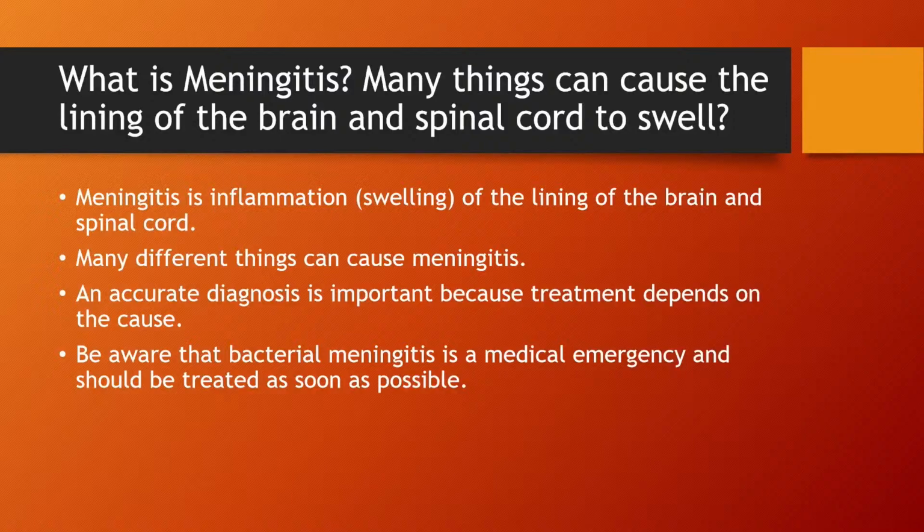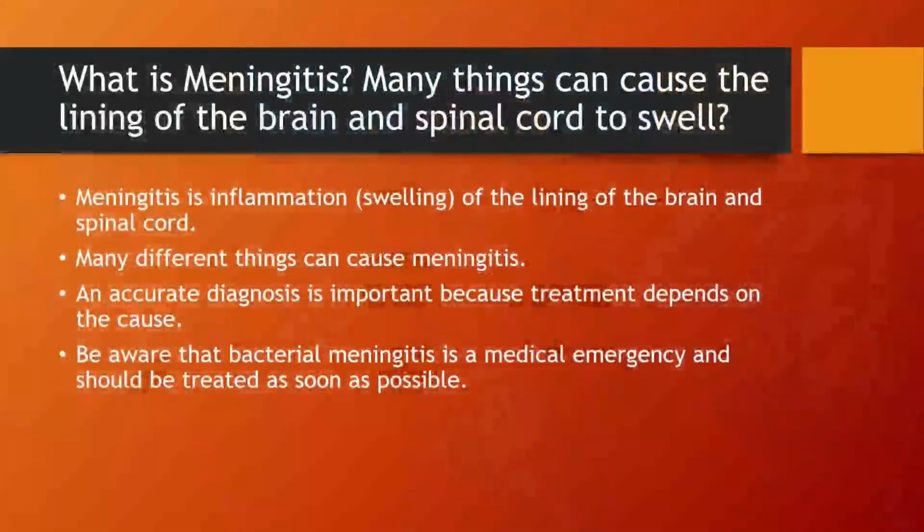Let's continue. So what is meningitis basically? Many things can cause the lining of the brain and spinal cord to swell. Basically, meningitis is inflammation, swelling of the lining of the brain and the spinal cord. Many different things can cause meningitis, and accurate diagnosis is important because treatment depends on the cause. And I will stick a note on this particular point. Let me continue with the slide.